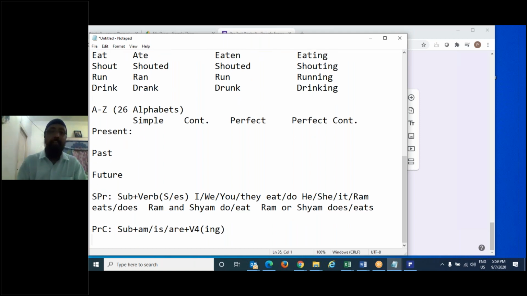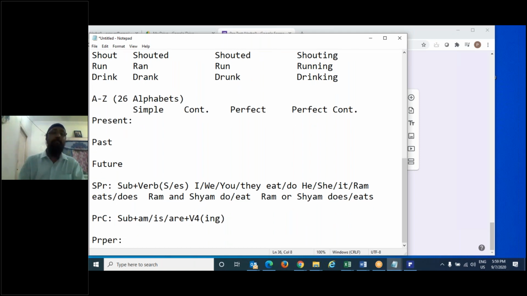Now present perfect. When we talk about present perfect, we need to be a little careful. Here the rule says subject plus have, has plus v3. Can anyone quickly text me an answer or help me understand when we are supposed to use have, and when we are supposed to use has? Can anyone quickly just type and let me know? I'm just waiting.